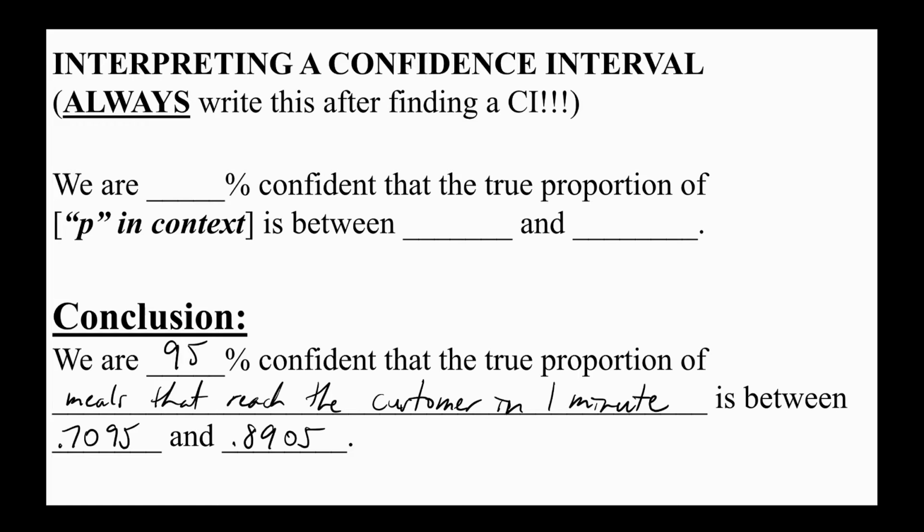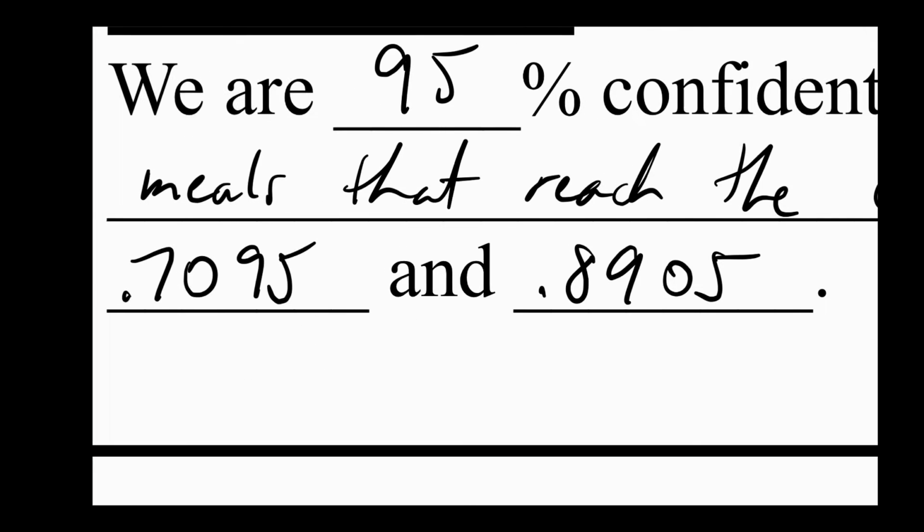Okay. So I'm 95% confident. That's pretty confident, right? Can't be more than 100% confident that the true proportion of all of the meals that reach the customer in 1 minute for this chain of restaurants is somewhere between 71% and 89%. So somewhere between 71% and 89% of all of the meals get delivered within 1 minute. Okay? So it's not an exact number, it's an interval, right?